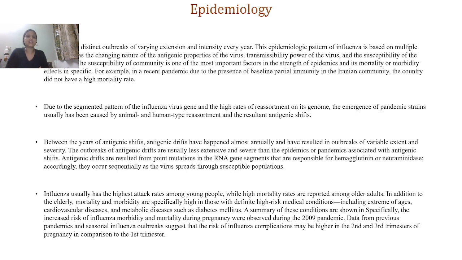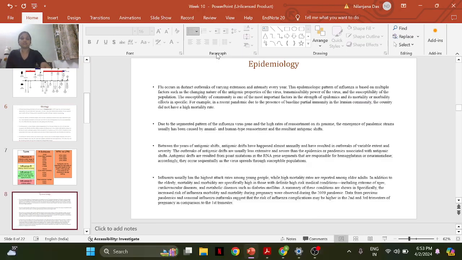For example, it was seen that in Iran, there was partial immunity in a particular group of people. So when a pandemic occurred in Iran, the country did not have a high mortality rate. Maybe people were infected, but most of the people did not have a high mortality rate. So you can understand that it depends on the population, and on the genetic factors also, how a people will get affected or not.